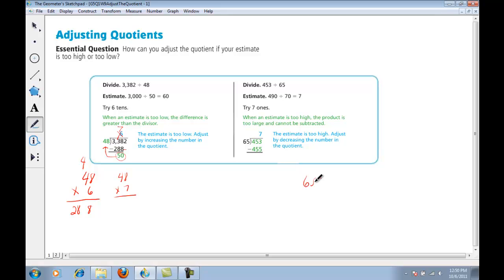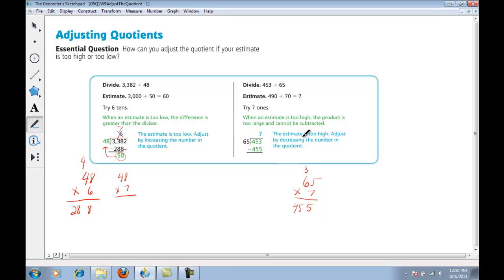Well, if I did, I would have 65 groups of 7, or 65 times 7. 7 times 5 is 35. 7 times 6 is 42, plus 3 is 45, so 455. Ooh, that's too many. I can't subtract because this number is greater. So my estimate was too high.